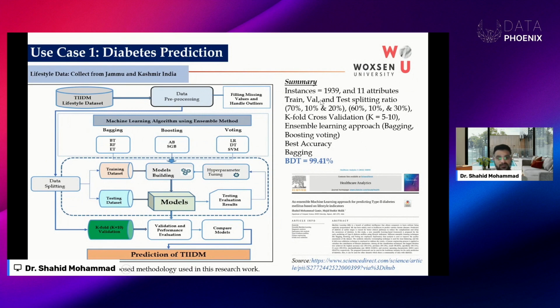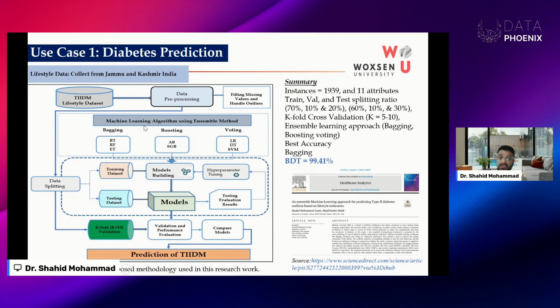In this research, we collected 1939 records with 11 attributes. Based on machine learning techniques, we first prepared the data, where we filled missing values and detected outliers. We also tried to remove and replace the corrupted data, the missing values, and the outliers as well. This was the first part, which is data pre-processing.